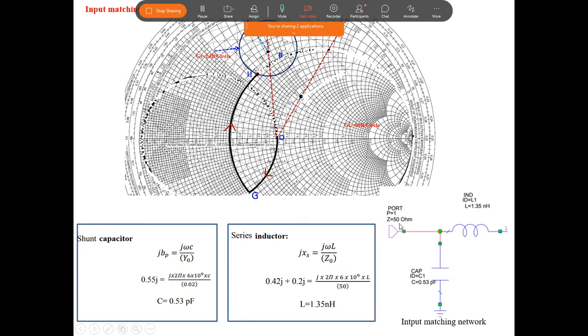Okay, so this is 50 ohm here. In the circuit, 50 ohm, you started here, then what we did, we moved like this on a constant conductance circle in the clockwise direction. So that adds a capacitor in shunt. That value you can easily find, we already discussed that in the previous semester. These are the equations I have given here.